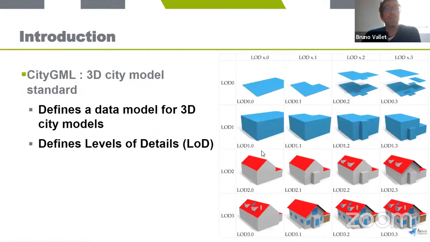So there is a standard called CityGML that allows us to define this level of detail for 3D city models. You see they have 2 dimensions. One, the first level of detail goes from simple footprints to extruded footprints, then adds the main structure of the roof, and then adds all the superstructures of the roof. And they have a second level of detail that handles the really geometric level of detail of the representation.